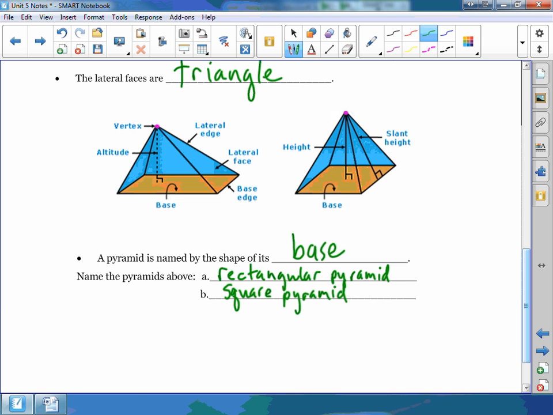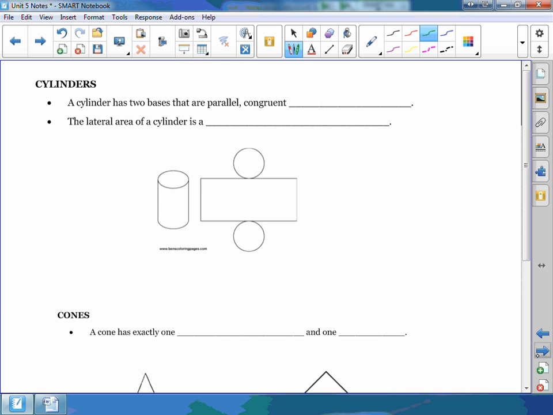So with a cylinder, there are not any other names for a cylinder besides cylinder, okay? You could have a tall one, a short one, a wide one, a thin one, but it's not like you have different types of cylinders, because every cylinder has two bases that are parallel, congruent.